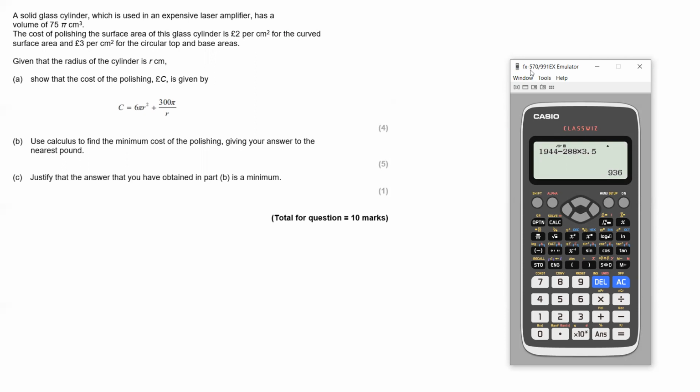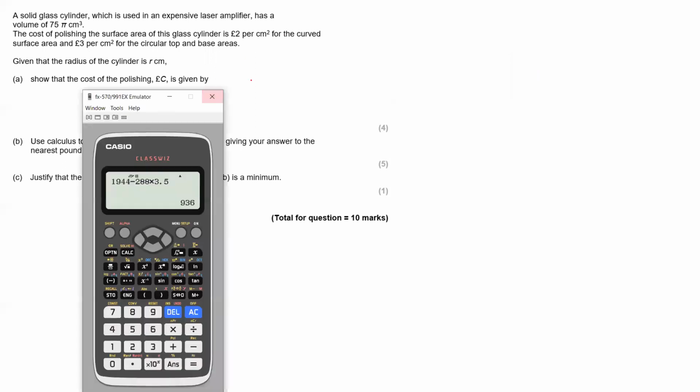Right, I'm going to do this question. I'm just going to cover that up for now and do it over here. There's a couple of bits of information we're given here. The first thing is about volume. We know that the volume is 75π centimeters cubed. I'm just going to write that there.